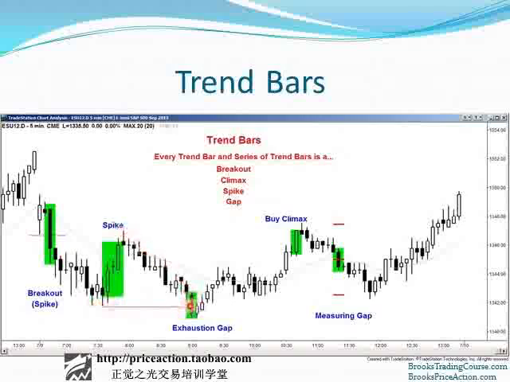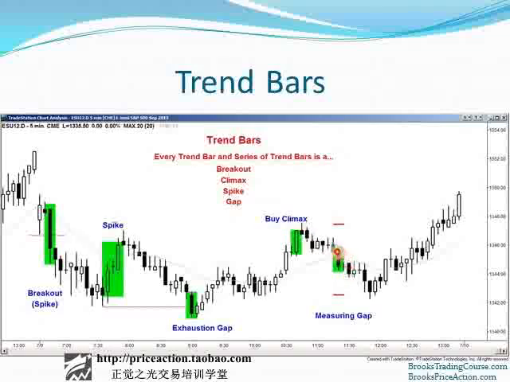The market had been trending down for about a dozen bars, and this big trend bar functioned as an exhaustion gap, the final gap of the trend. Here's an exhaustion gap at the top. There's a gap between the high of the bar before it and the low of the bar after it, and the gap filled and the market reversed down.